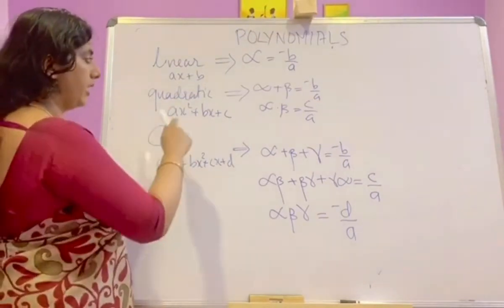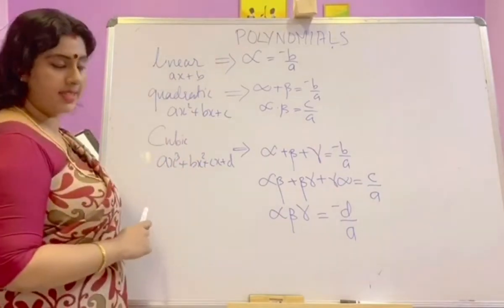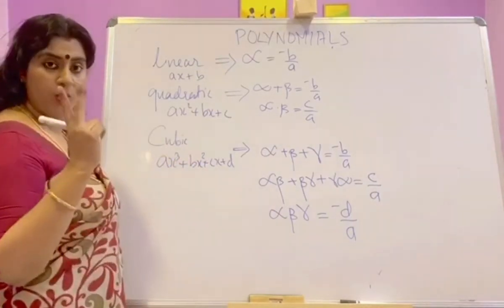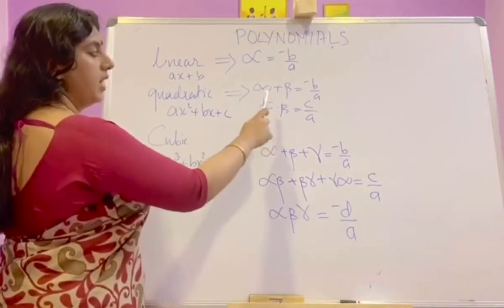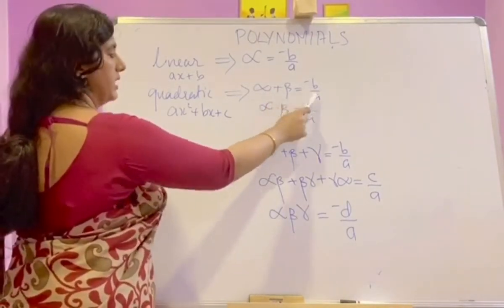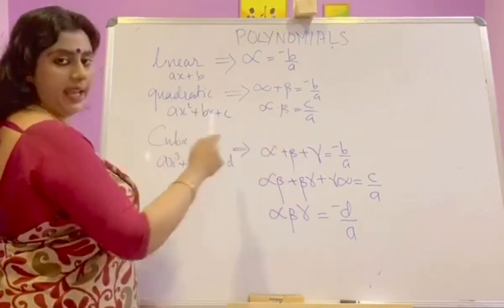Now in a quadratic polynomial, the general form is ax square plus bx plus c. We have maximum two zeros and from those zeros, that is alpha and beta, the sum of the zeros is negative b by a and the product of zeros is c by a.